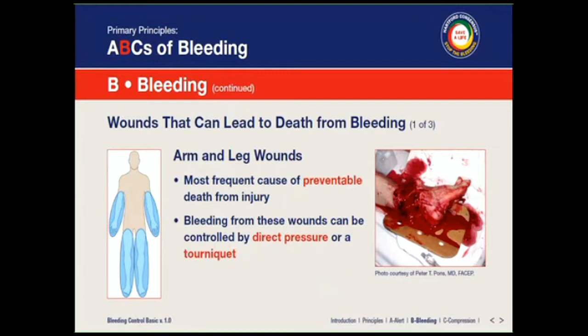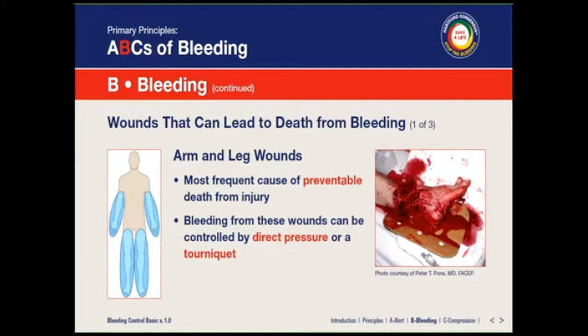I think it's important, one of the things that the class goes over is the difference among the different types of bleeding. So there are really sort of three classifications of bleeding. The one is compressible bleeding in extremities. Arm and leg wounds particularly are the most frequent cause of preventable death by injury. And this is really where we're looking at trying to prevent injuries.